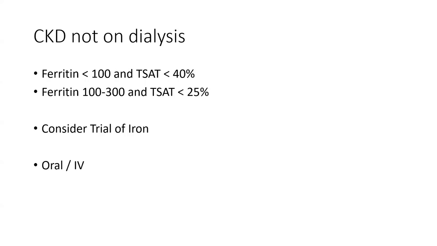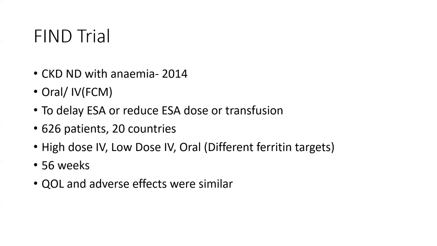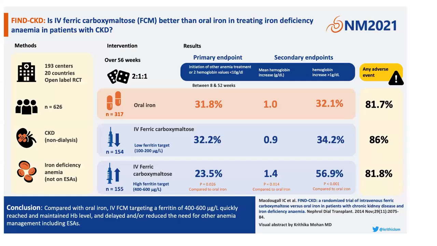The reason KDIGO suggests that could be the FIND-CKD trial. This trial was done in CKD patients not on dialysis and was published in 2014, where oral and IV formulations of iron were used to treat. The IV formulation group was divided into low dose and high dose with different ferritin targets. It was conducted in almost 20 countries. Follow-up was done after 56 weeks. The final finding was that quality of life and adverse events were similar.